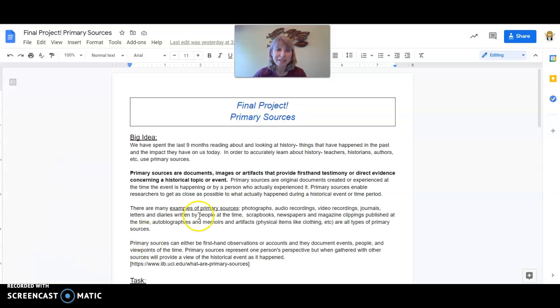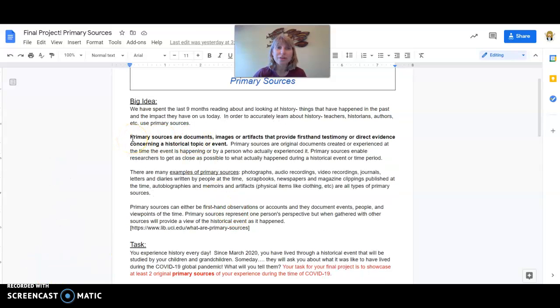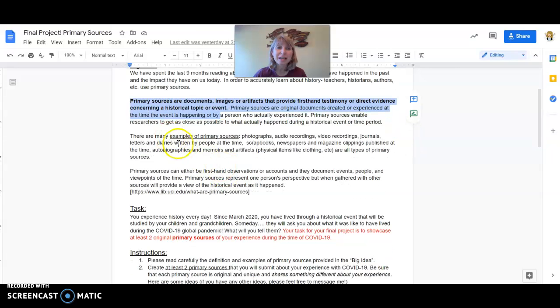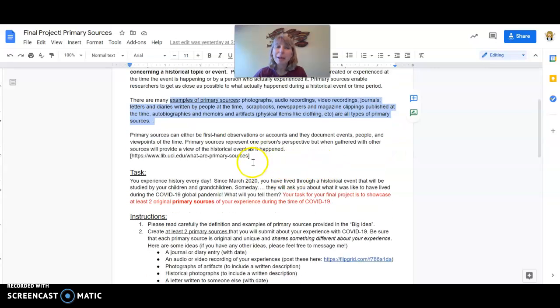Are there a lot of examples? I put the definition right here on your instructions, and I gave you some examples to consider. And remember that primary sources are first-hand accounts. They can be biased because they're obviously what one person experiences, but it also provides an opportunity for people in the future, maybe 50 years from now, 100 years from now, 2,000 years from now, to look back at primary sources and say, well, that was what it was like in 2020. And so that's what you're going to do.